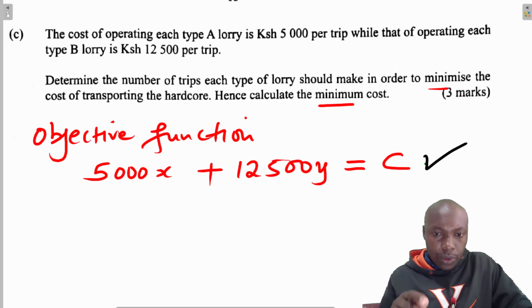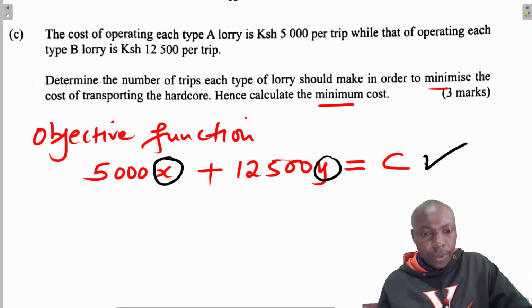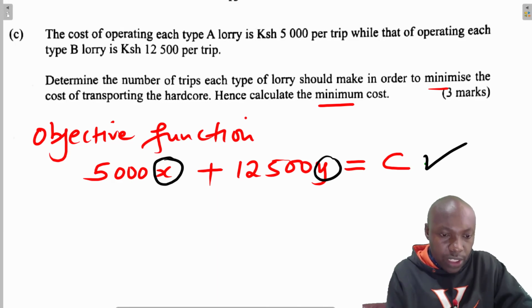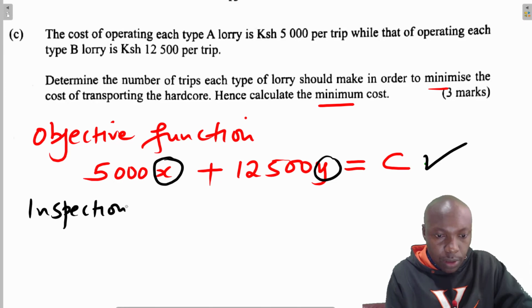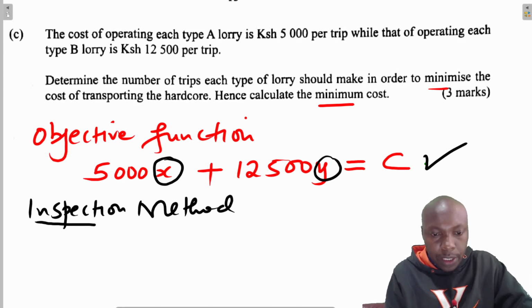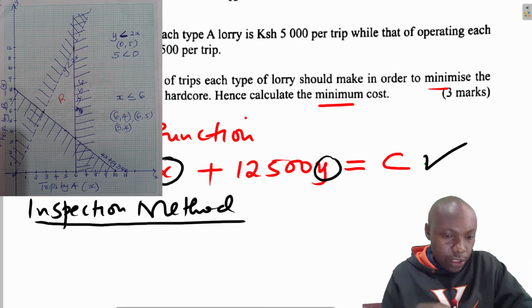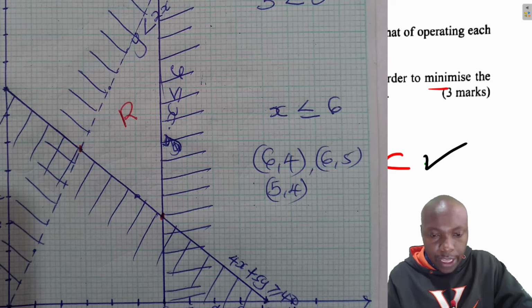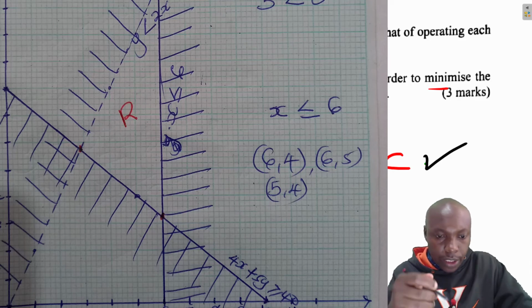Now we need to get the number. What we are required to get is the number of trips for x and y, the values that will minimize the cost. And we have checked the points that you're going to use from the graph, using the inspection method, where you inspect the points. We are going to test a number of points here, and the first points that you're going to test are 6, 4, 6, 5, and 5, 4. Of these, the one that will give the least cost is the one that you're going to pick. And let us do this.